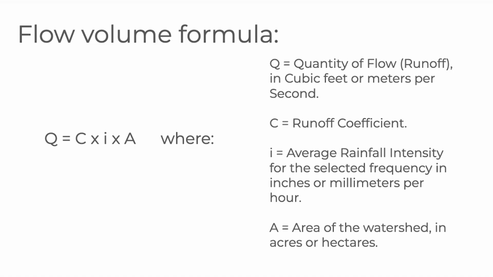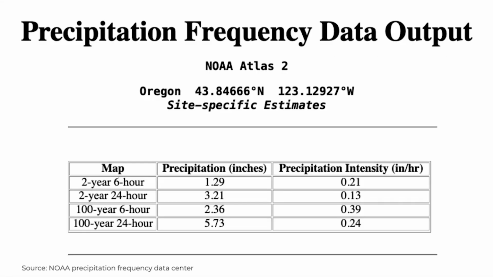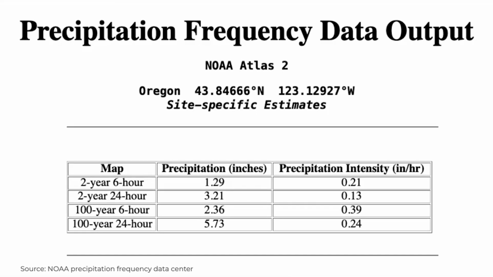This is one of the more difficult sets of data to collect for this exercise. But in the United States, NOAA maintains precipitation frequency data, and you can pull this data up from the Precipitation Frequency Data Center for your area. Here's an example of the precipitation intensity for this pond location in a 6-hour event, a 24-hour event, in both a 2-year or a 100-year storm.